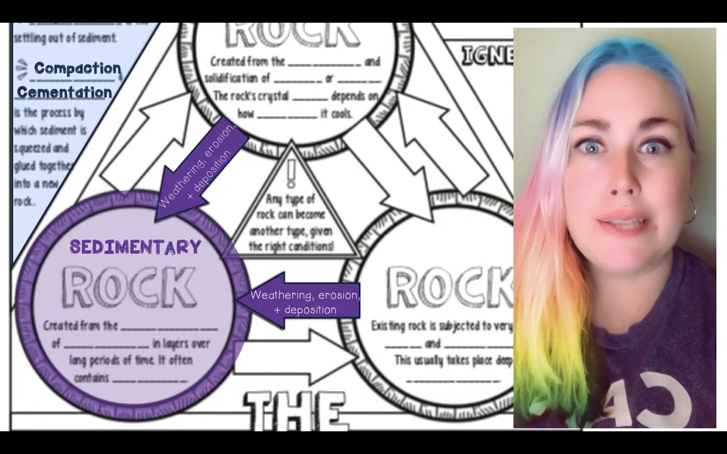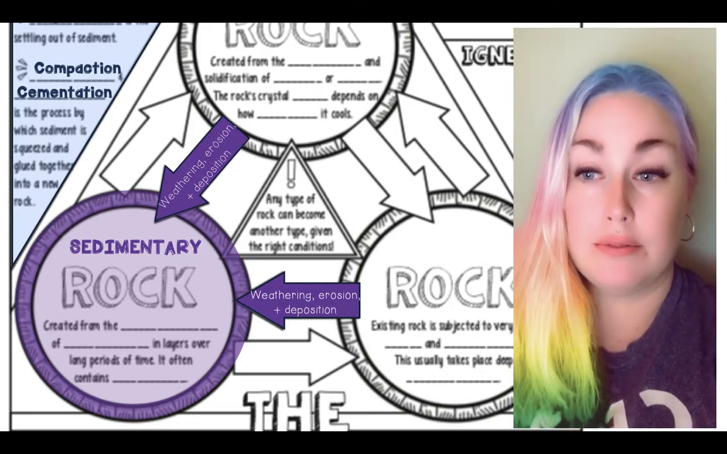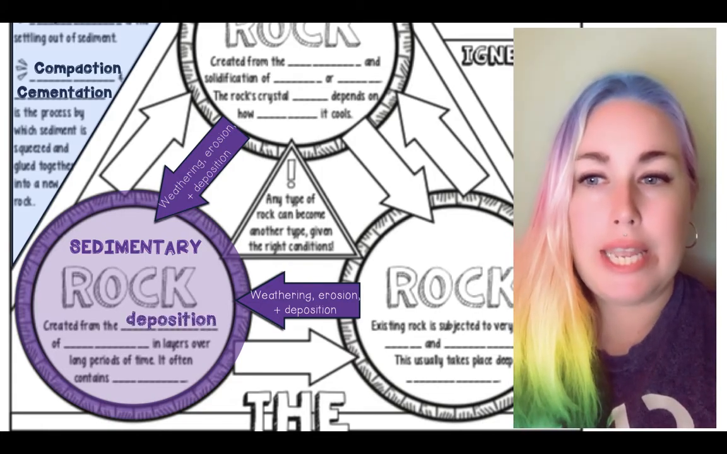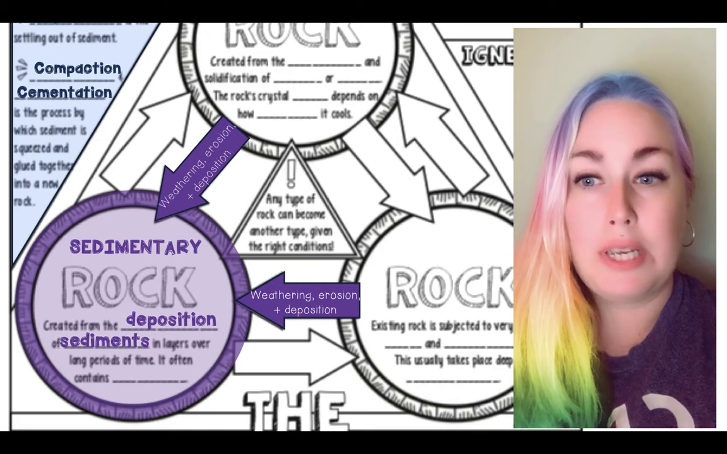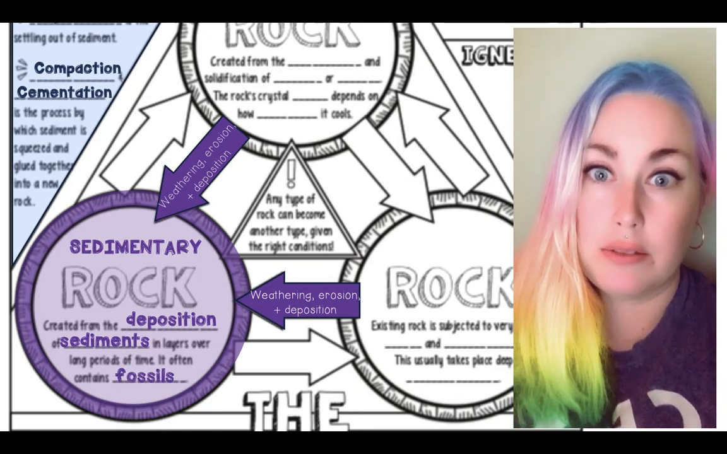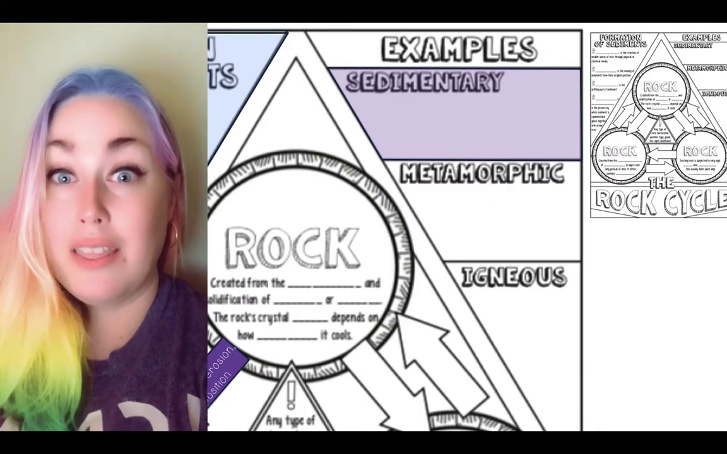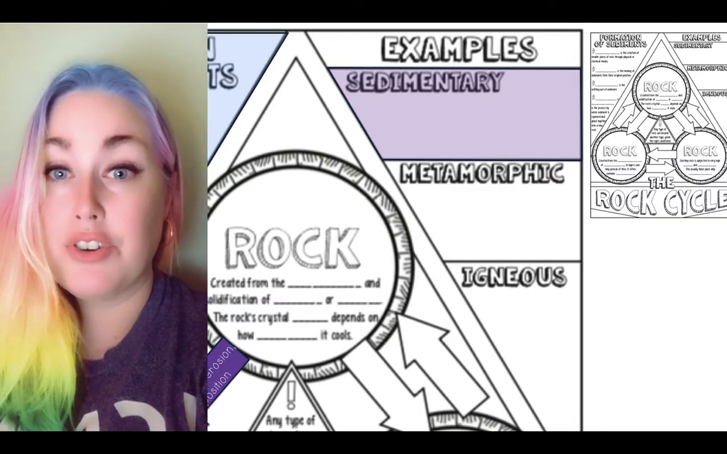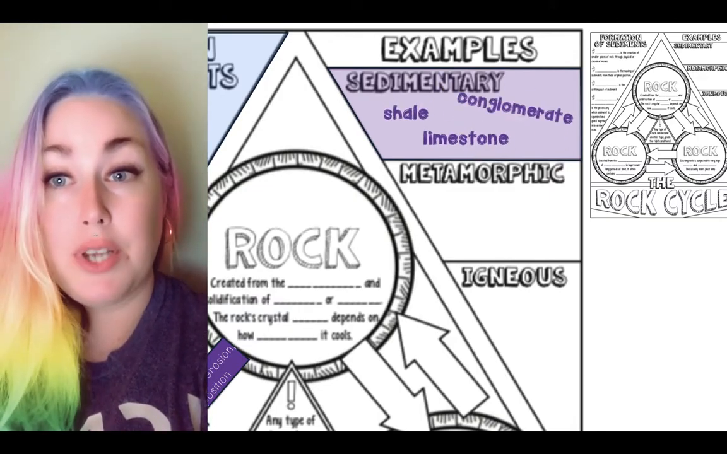Now, moving on to the bottom left-hand corner, we're going to talk about sedimentary rocks. Sedimentary rocks are created from the deposition of sediments in layers over long periods of time. It often contains fossils. There's lots of different types of sedimentary rocks, but just a few examples include shale, limestone, and conglomerate.